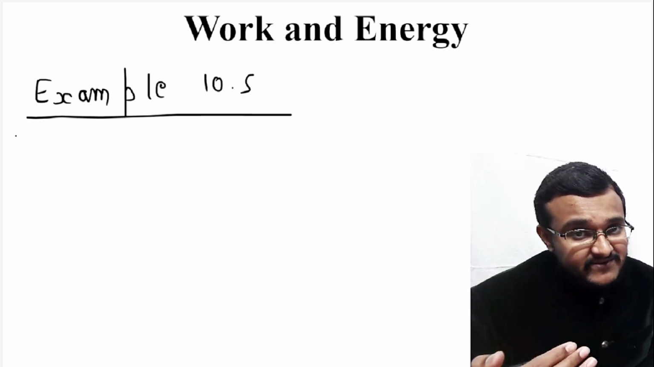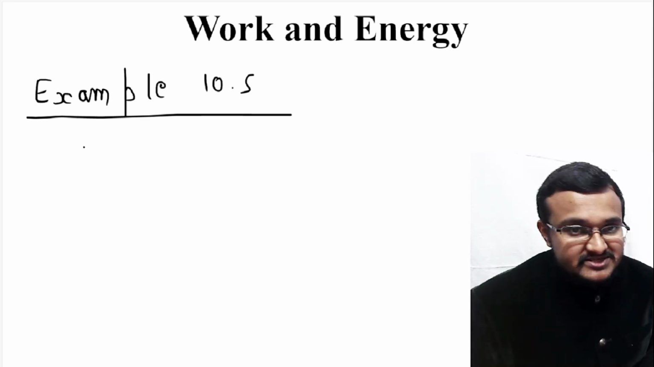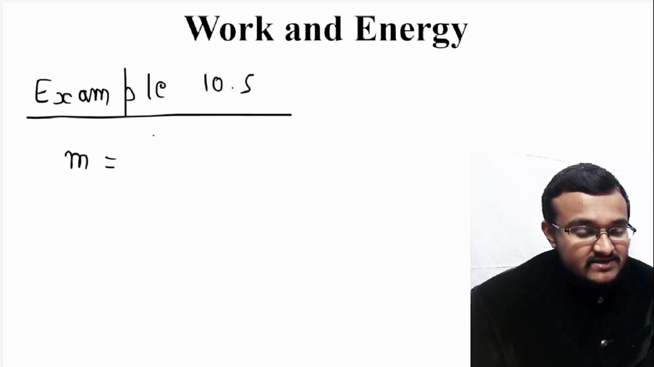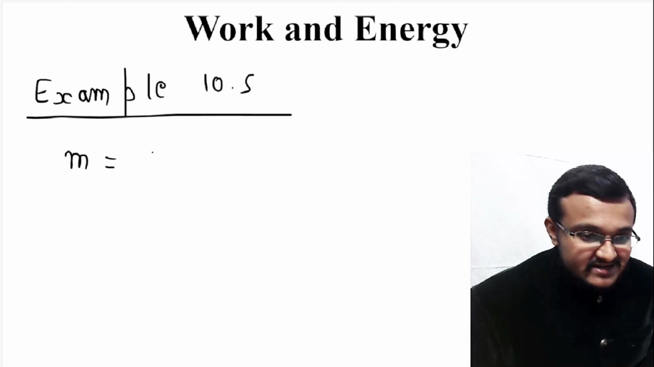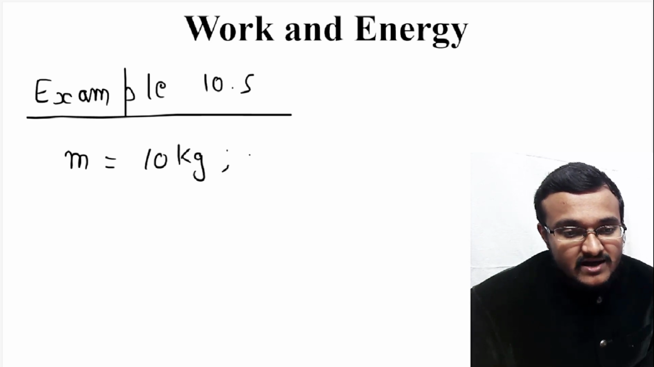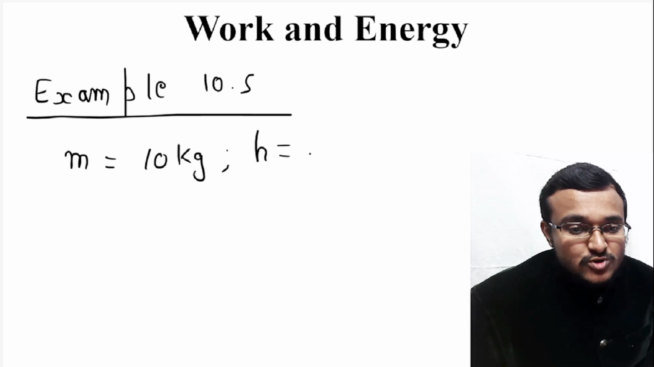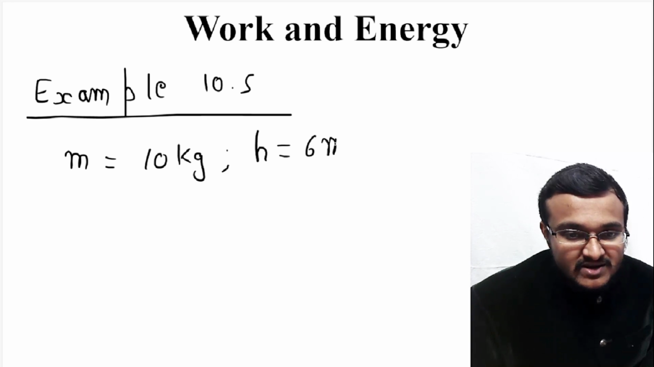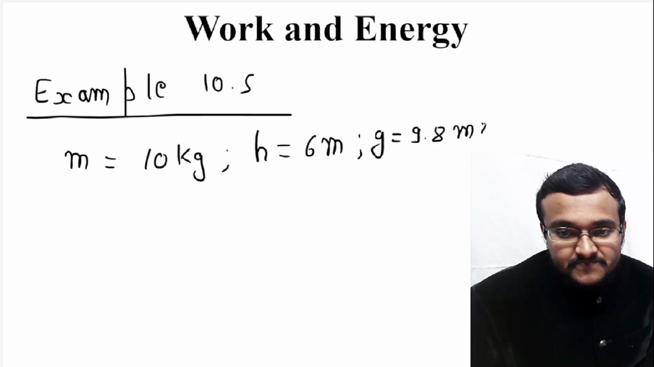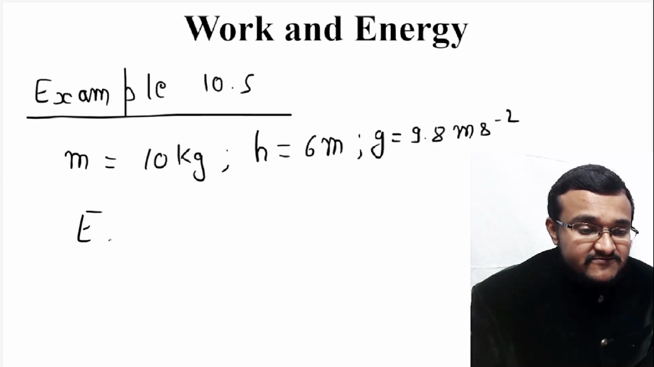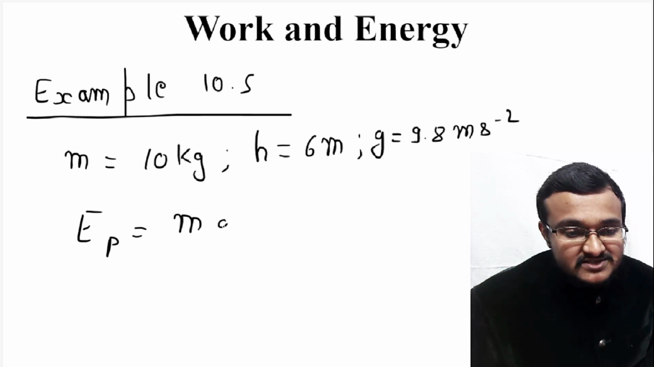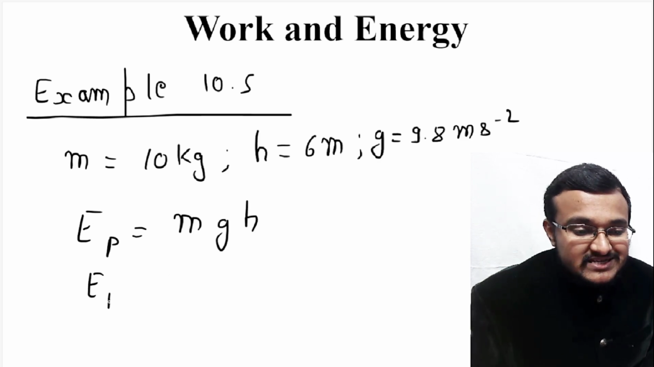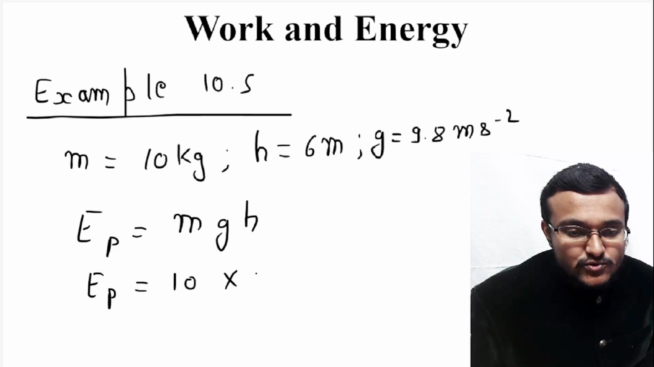Here they have given acceleration due to gravity as 9.8 meter per second square. So here you have data: the mass of the object is 10 kg, the height at which this object is placed is 6 meter, and the acceleration due to gravity g is 9.8 meter per second square. Now the potential energy formula, I am writing that as EP. So EP, potential energy, is equal to mgh. So potential energy is equal to 10 into g, 9.8, into h, 6 meter.